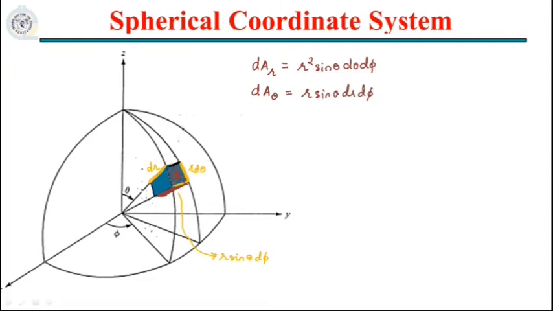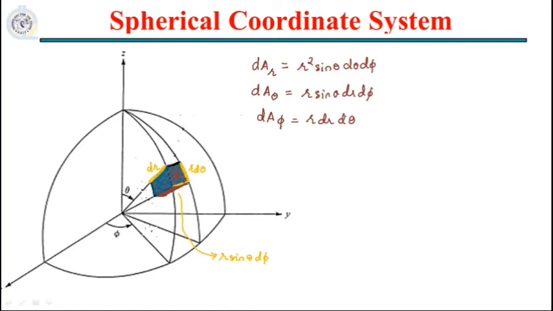Now the third face where phi is constant. So the phi constant plane is the one which I'm highlighting now. So this is your phi constant plane. So dA phi, on this face the area is the incremental radius into the length along theta. Variation along theta, the arc length. So that is dr into r d theta. So we can say r dr d theta, right?